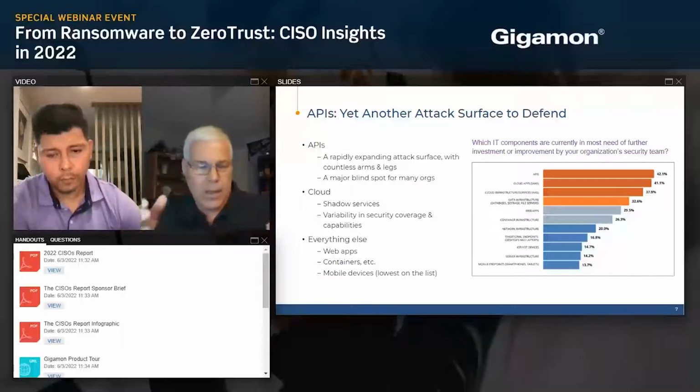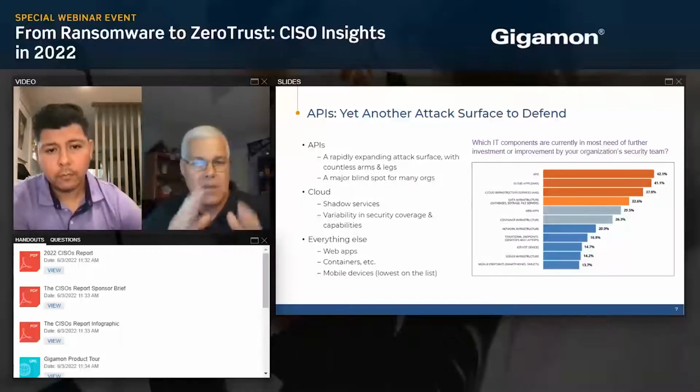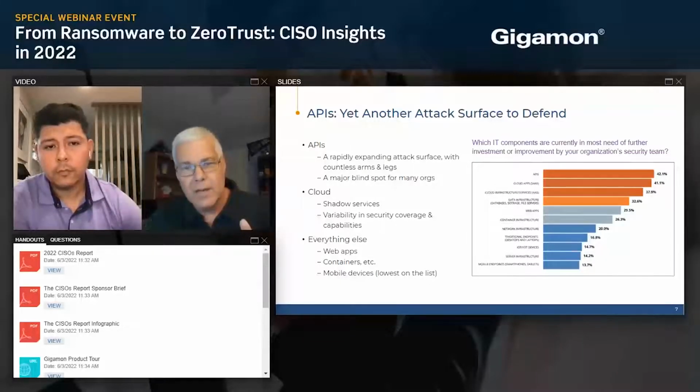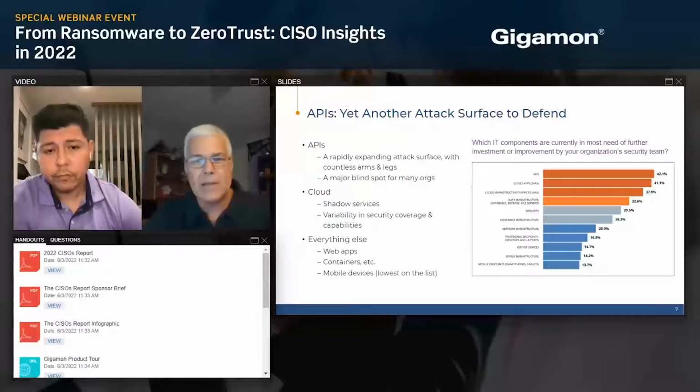And it really, I think, comes back to the classic scenario, right? The business forging ahead to meet its operational and revenue objectives, and then security having to play catch up without ever having the opportunity to put the horse back in the barn, if you will. So are we surprised to see APIs at the top of the list? Not really.